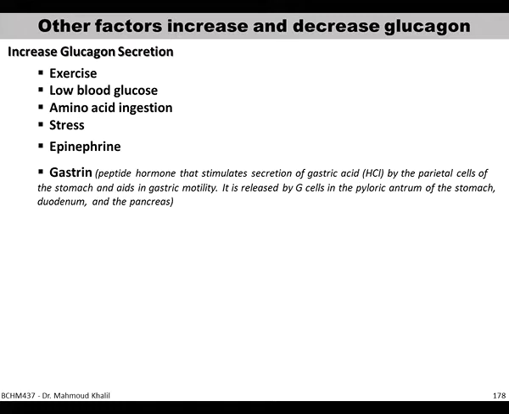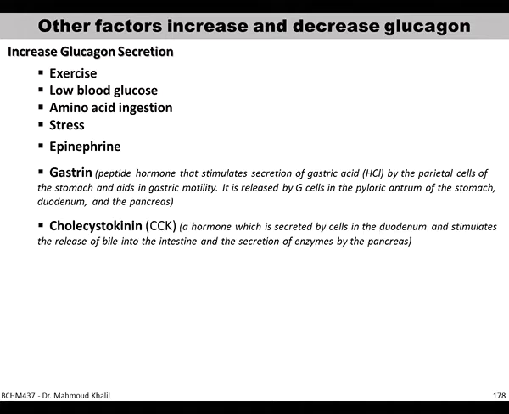Gastrin is a peptide hormone that stimulates the secretion of gastric acid by the parietal cells of the stomach and as well aids in gastric motility. And it is released by the G cells in the pyloric antrum of the stomach, and the duodenum and pancreas. So gastrin aids in this action as well. While cholecystokinin, CCK, is a hormone which is secreted by cells in the duodenum and this stimulates the release of bile into the intestine. And once bile is increased as well, this will aid to increase the level of glucagon secretion.